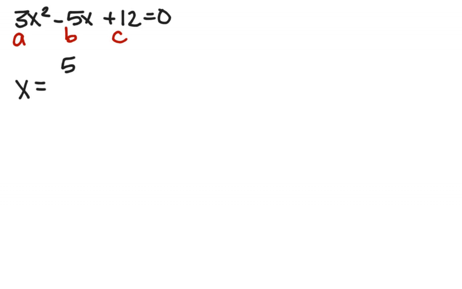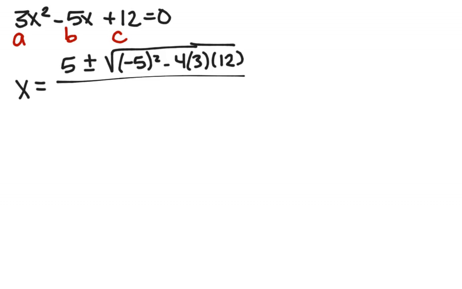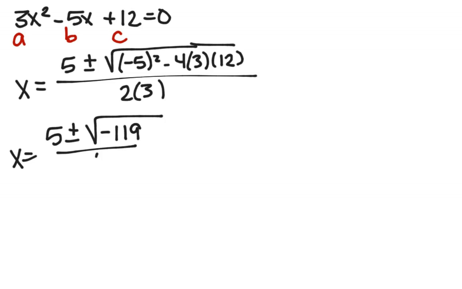We have 3x squared minus 5x plus 12 is equal to 0. Once again, already equal to 0, identifying my a, b, and c, as you can see on the screen. x equals negative of negative 5 is 5, plus or minus the square root of negative 5 squared minus 4 times 3 times 12, all divided by 2 times 3. So that gives me 5 plus or minus the square root of negative 119, divided by 6.